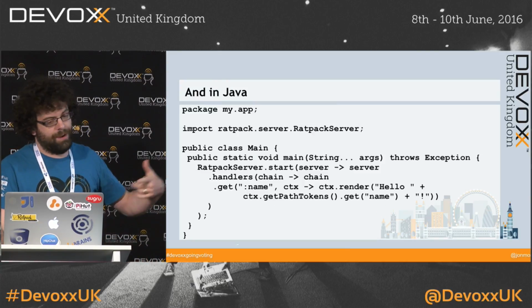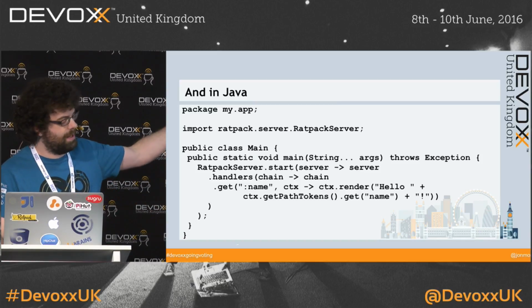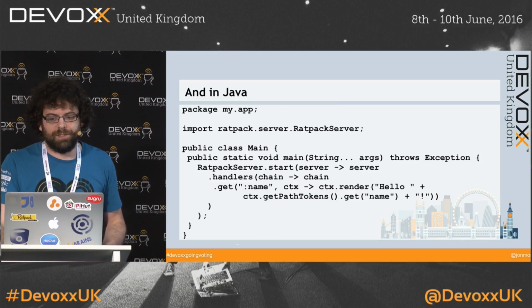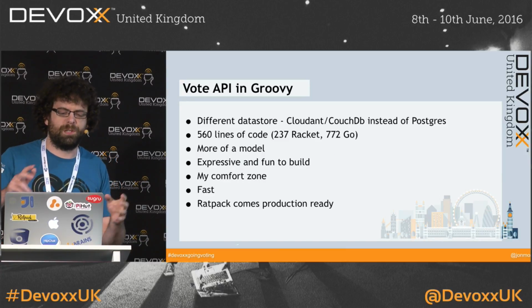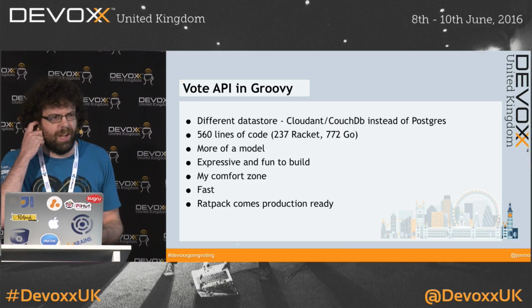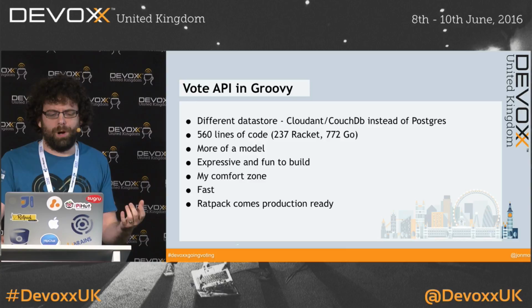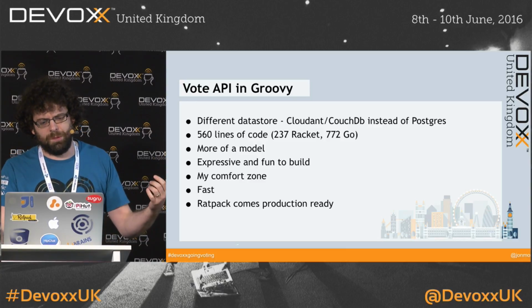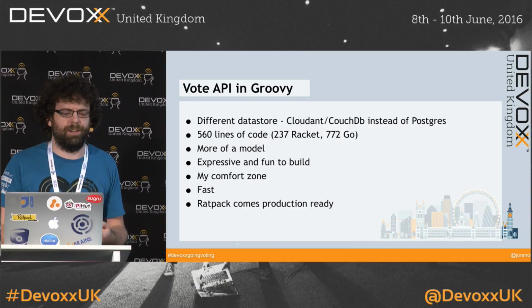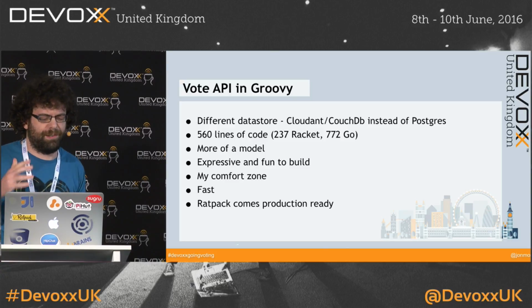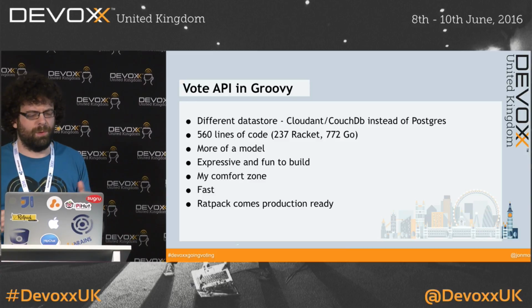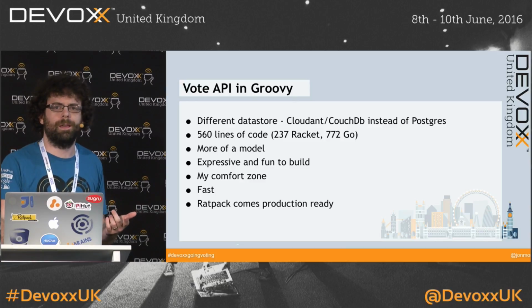So you don't have to write Groovy, the equivalent Ratpack service in Java is that. The interesting thing about the voting API in Groovy is that it was in between Racket and Go in terms of lines of code. There was much more of a model needed for Groovy than for Racket, but less than for Go. Groovy is kind of my comfort zone. It was pretty fast, similar performance to Go, but it was difficult to compare accurately because the Go implementation was using Postgres and we were using CouchDB for Groovy.